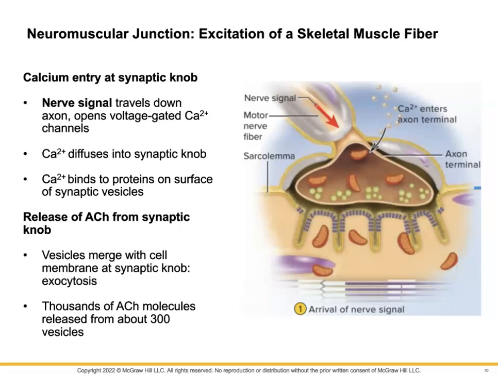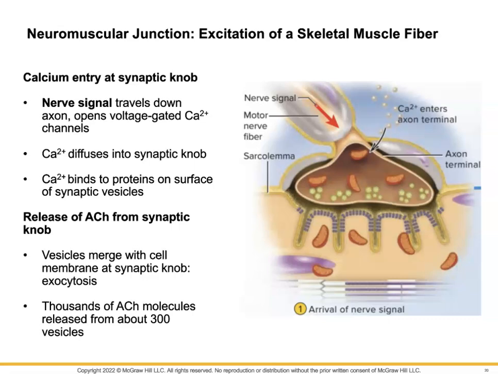The first event of skeletal muscle contraction is the muscle fiber has to get excited by a motor neuron. So this occurs at the neuromuscular junction and results in acetylcholine, the neurotransmitter, being released from the synaptic knob, and then it binds to the acetylcholine receptors on the surface of the sarcolemma.